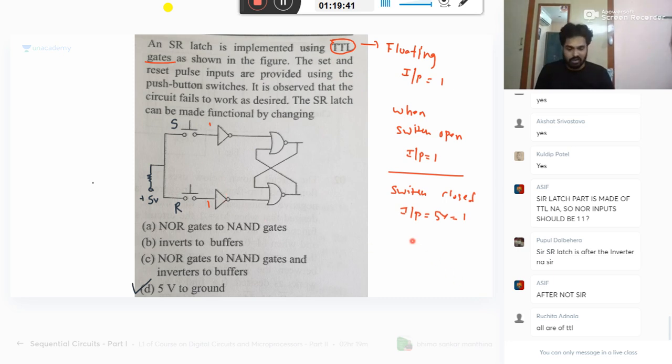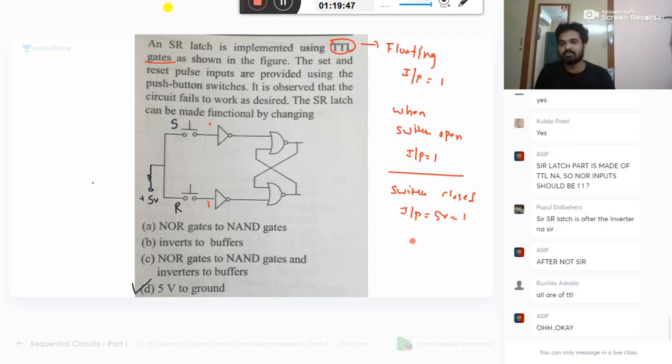Okay, don't decode your examiner wrongly. It will be very costly. All are TTL. Using TTL gates, he made a latch. Please consider this is also part of a latch. It may be used to convert 1 into 0, or it doesn't matter.